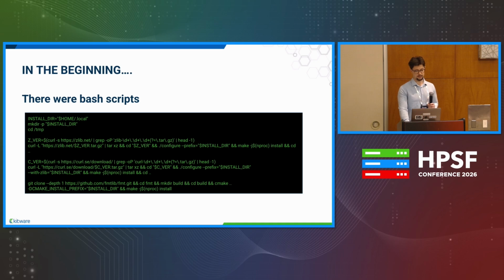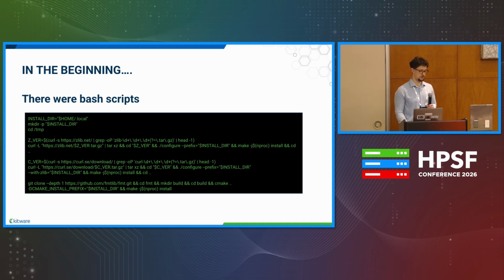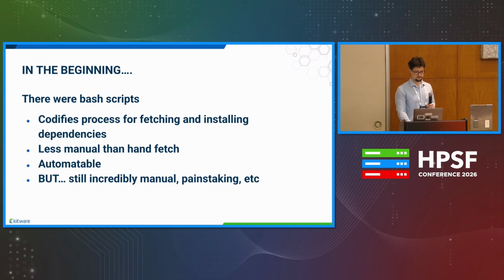In the beginning, there were bash scripts, right? And then you find some version, fetch it, build it, you have it, there you go, you can use it, install it. It codifies a process for fetching and installing dependencies. It's less manual than a hand fetch, it's automatable, but it's still incredibly manual, it's painstaking, it's all of the issues with rolling your own or doing your dependency management by hand, except you can deploy it in CI really quickly.